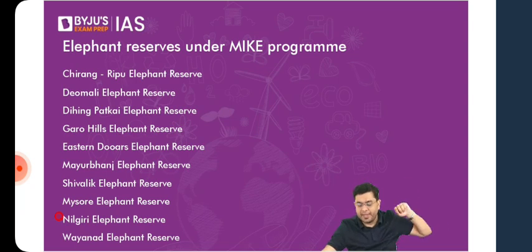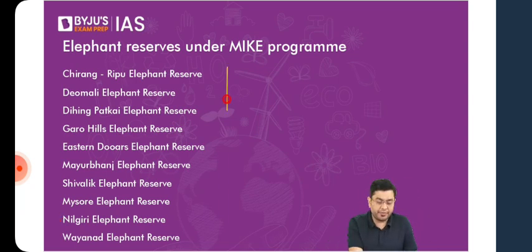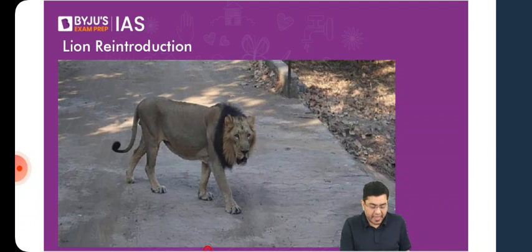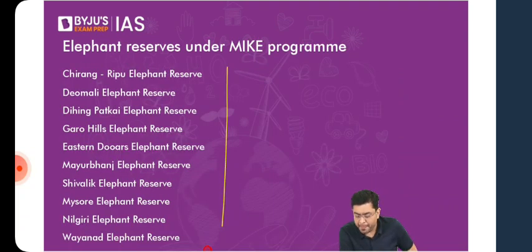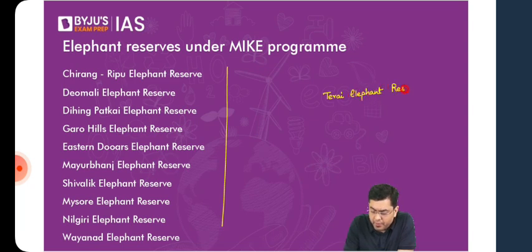So you have various elephant reserves under the MIKE program. As of now, how many different elephant reserves do we have across the country? Any idea? What is the total number of elephant reserves? You can access that from the same website, right? The latest elephant reserve which has been added is the Terai Elephant Reserve. This is the latest addition.